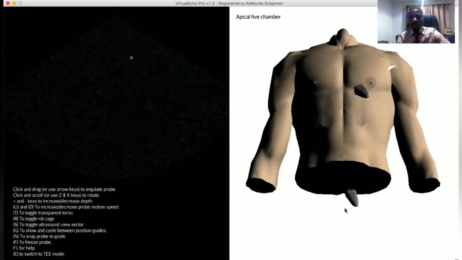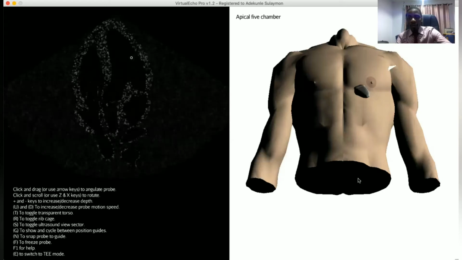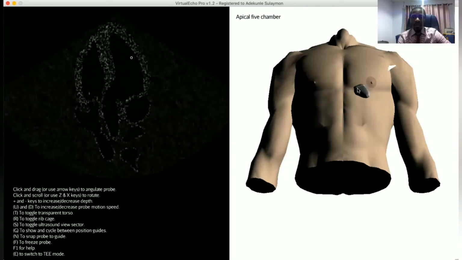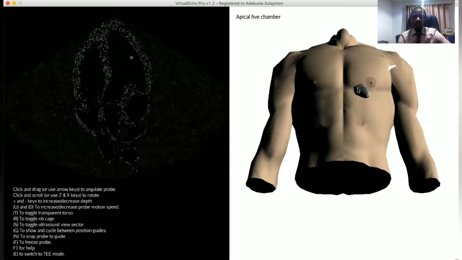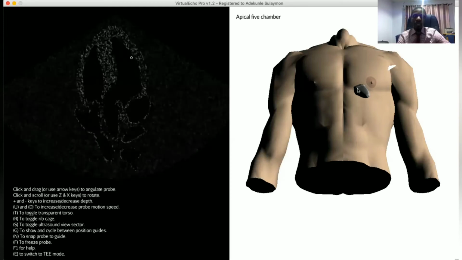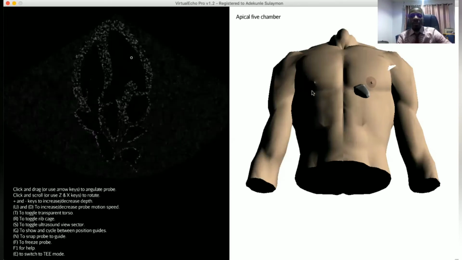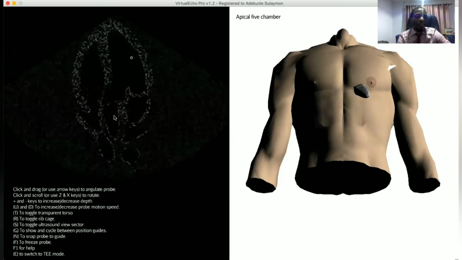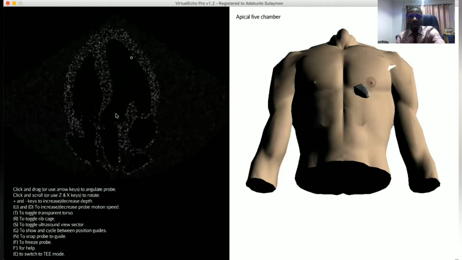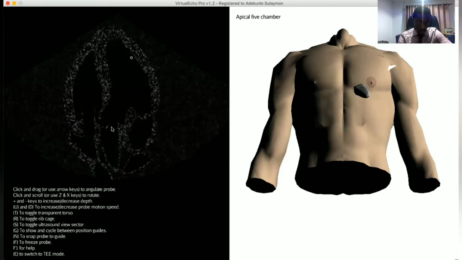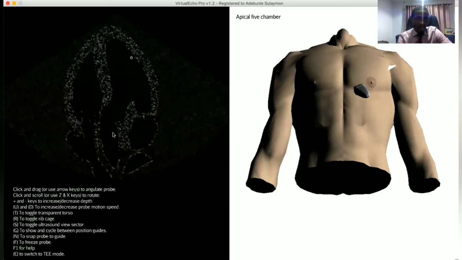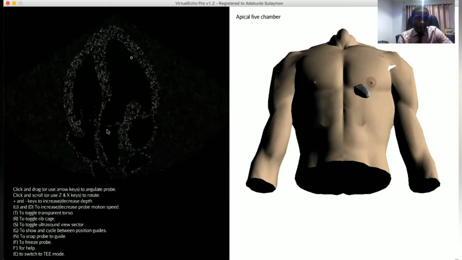Have I defrozen? Okay, I've not defrozen. So apical 5. Let's see. You can see it. So from 4, just move this down and it gives you the apical 5. Let me freeze. So what do you see? Apical 5. Okay, I've just decreased the depth a bit so that you can see more clearly.